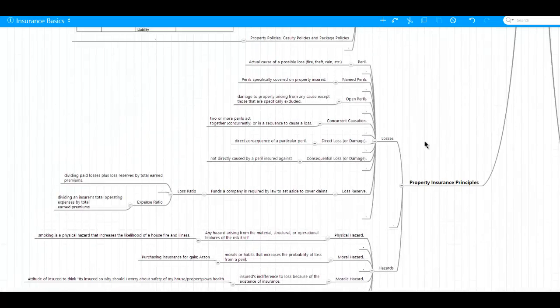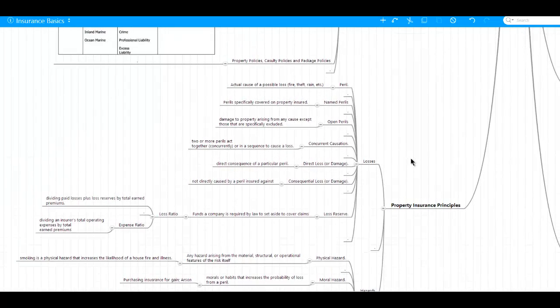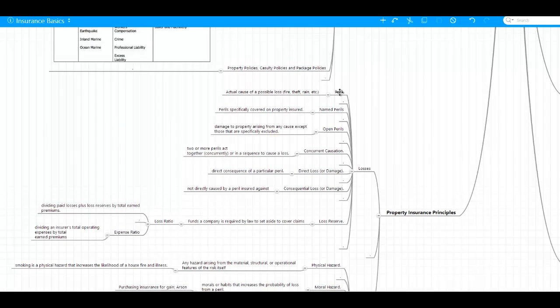Those are hazards, but the things that actually cause losses would be what we call peril. So peril is the actual cause of a possible loss. That would be like a fire and theft and rain. So these are physical perils that actually could cause a loss, as opposed to down here where you have a physical hazard by smoking or placing a piece of furniture too close. This is something that actually caused a loss.